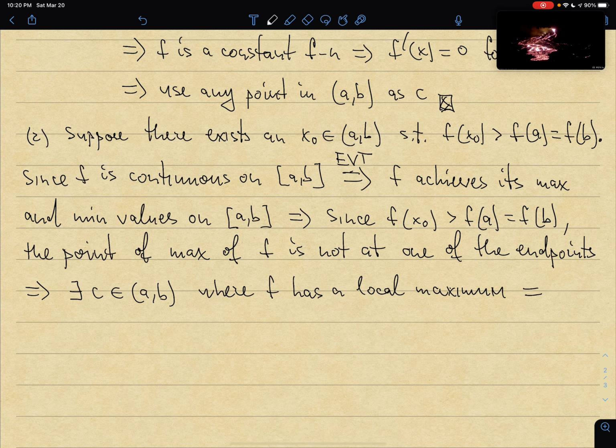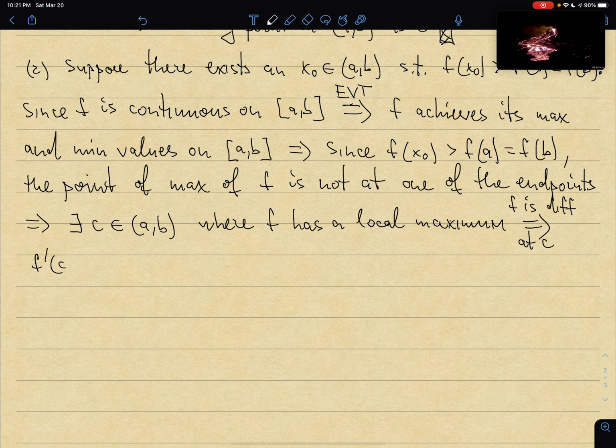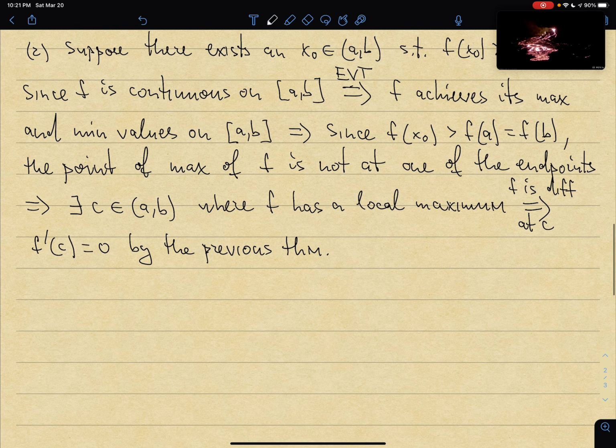And then from that, we now conclude f is differentiable on the entire open interval AB. In particular, it should be differentiable at C, right? Because C is inside AB. And this would imply that f prime of C is equal to zero by the previous theorem. Right, and so I'm done. And number three. So again, the proof is completed here.